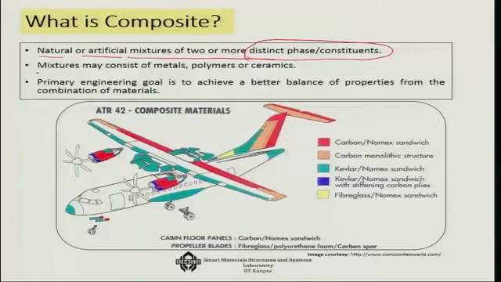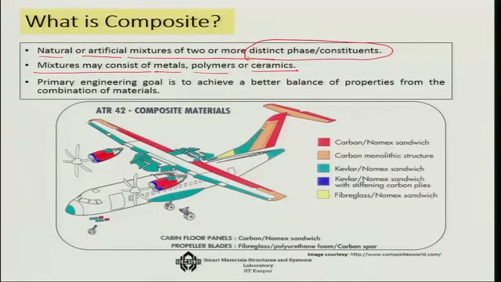The mixtures may consist of metals, polymers or ceramics. It can be between metals and ceramics, polymers and ceramics, or metals and polymers, which is of course very rare, but that's also possible. So various types of such compositions are possible.